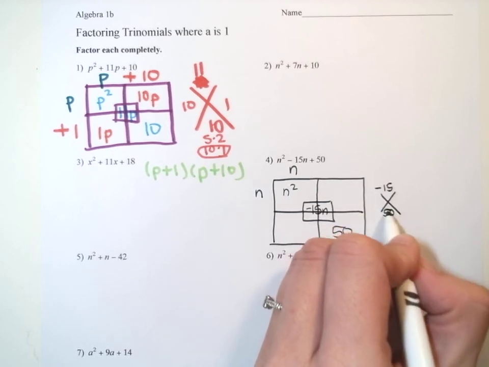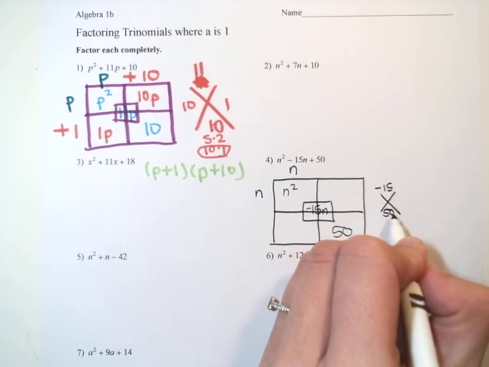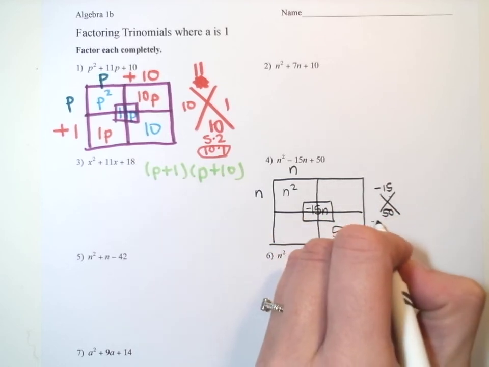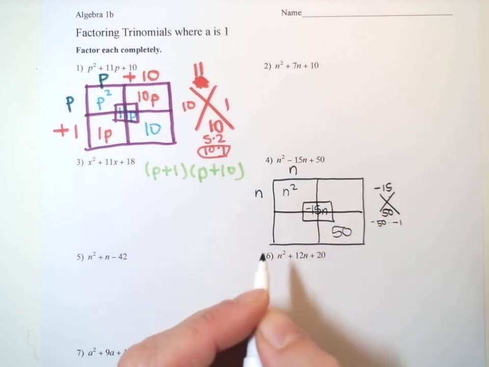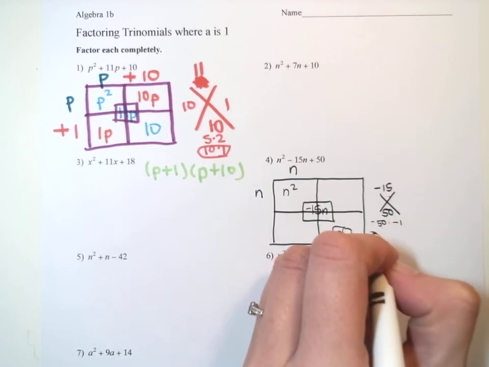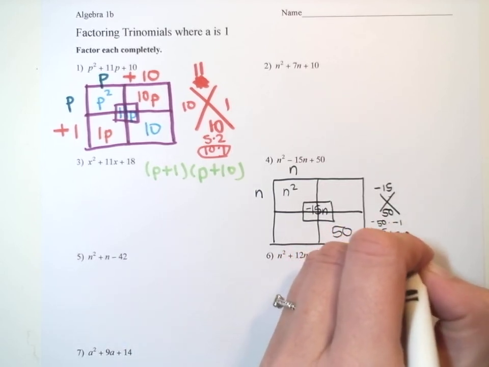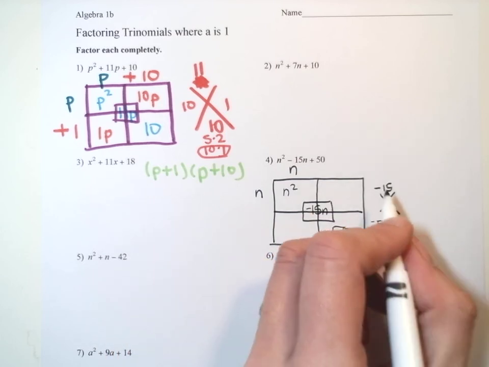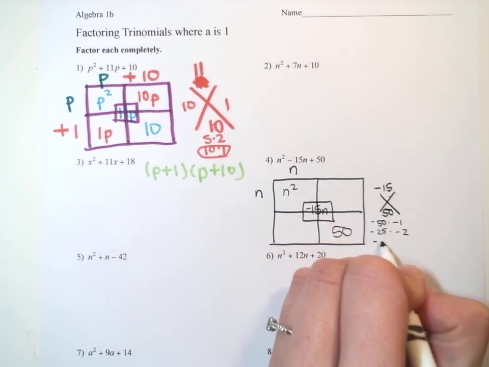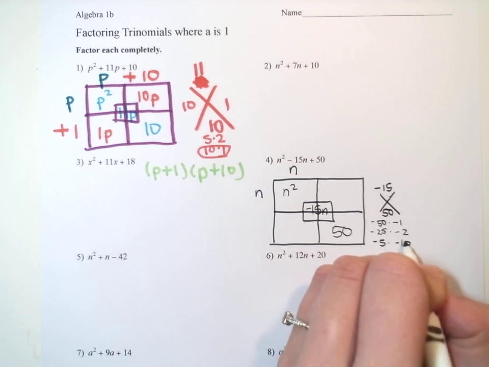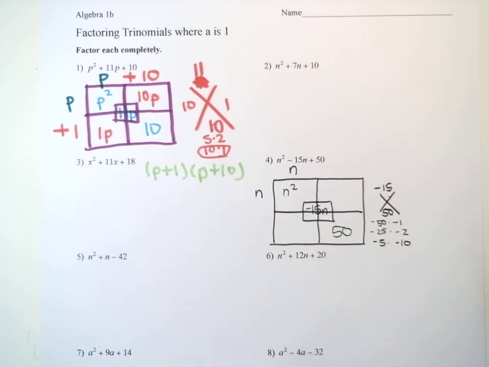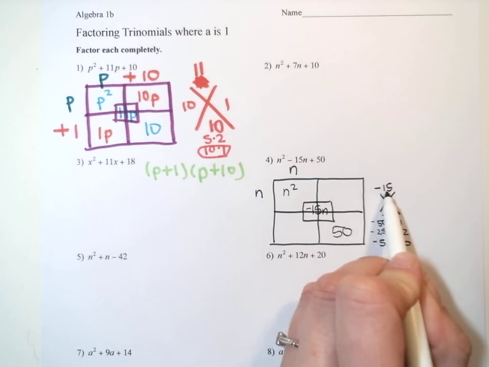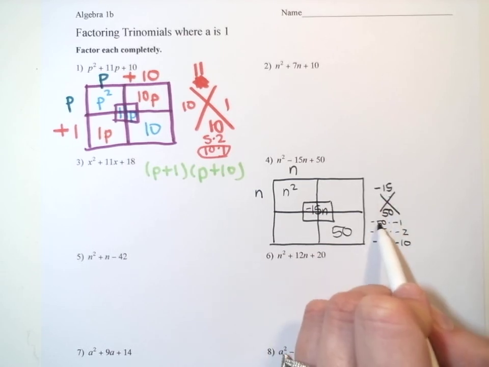It's going to be 2 negatives, right? Because it has to multiply to a positive but add to a negative. So it could be negative 50 times negative 1. It could be negative 25 times negative 2, because that multiplies to 50. It could be negative 5 times negative 10. So all of these multiply to 50, but which of them add to negative 15?